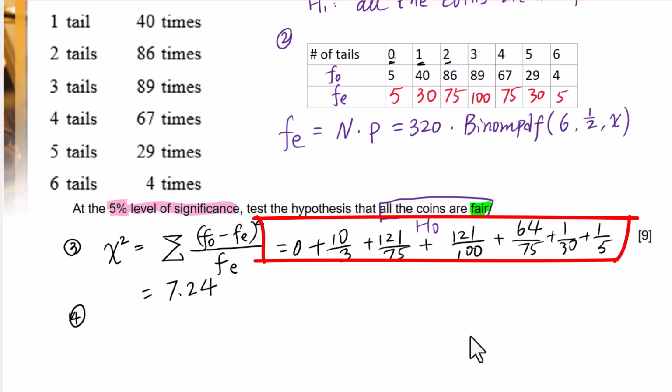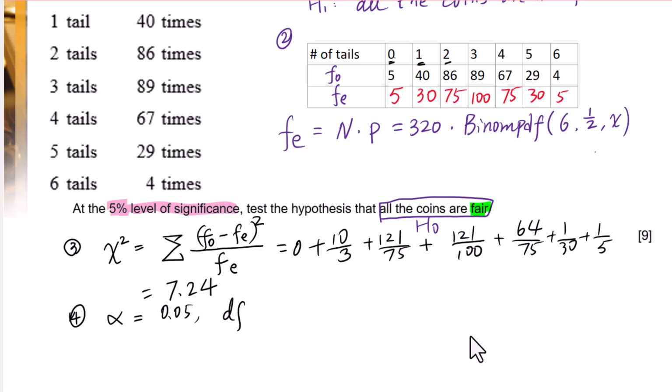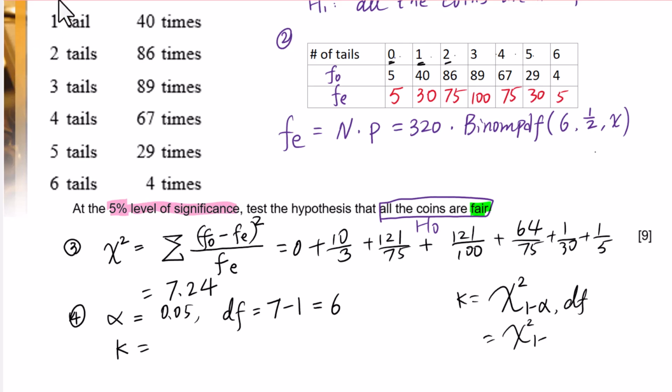The fourth step, we know alpha equals 0.05. DF, count the number of data: 1, 2, 3, 4, 5, 6, 7. 7 minus 1 equals 6. Then we can figure out critical value K. We know K equals chi-squared 1 minus alpha, df, equals chi-squared 1 minus 0.05, df is 6. K equals chi-squared 0.95, 6. We will use inverse chi-squared to figure this out.